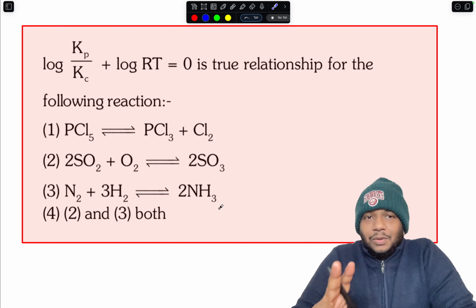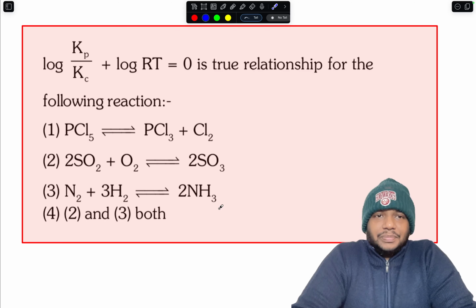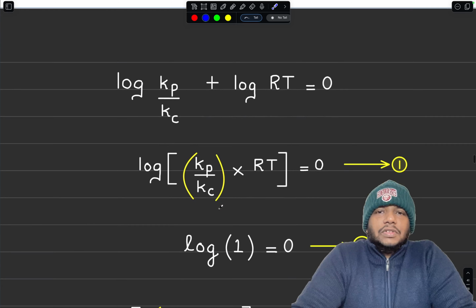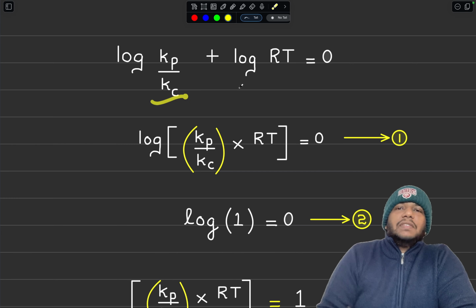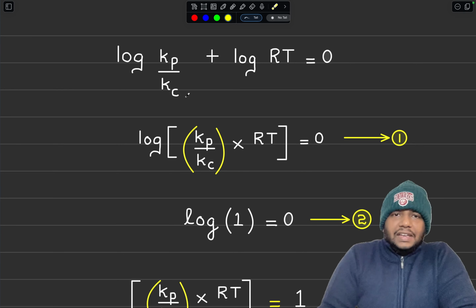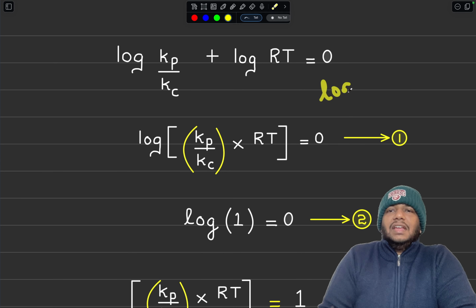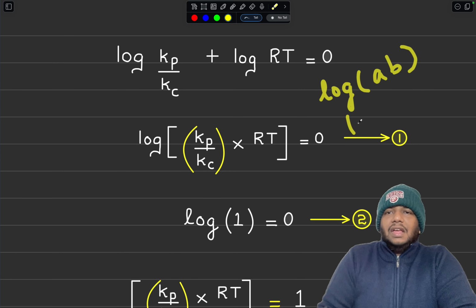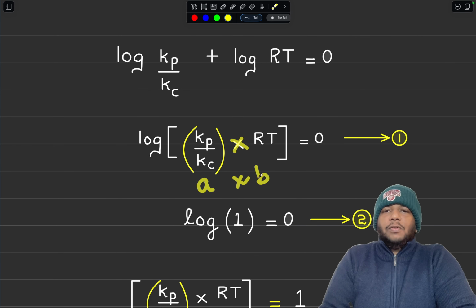I am expecting questions like this for this year. So you can just think about how to do this question. How to approach this question: first we will write the equation clearly, that is log Kp by Kc plus log RT is equal to 0. We need to know log A plus log B. What is log A plus log B? I can easily say log AB is defined as log A plus log B. So I can multiply these two, that is Kp by Kc into RT. This is log of A into B format.